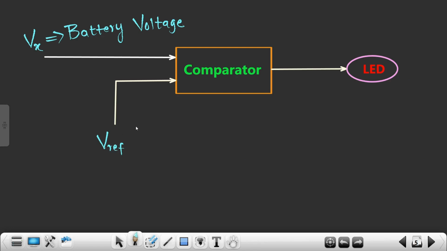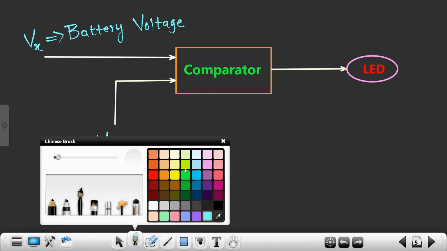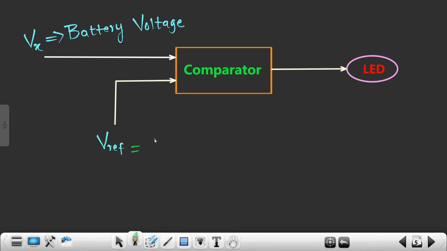You see over here, this is my comparator. I'll provide a certain reference voltage. This reference voltage can be anything. Let's suppose it is 6 volts. Okay, and let's suppose Vx is nothing but the battery voltage. If it is delivering 8 volts, that means 90% of the overall voltage is there. That means my battery is indicating that it has been discharged by 10%, but it has around 90% of the overall voltage. So that's why it is delivering 8 volts, right?